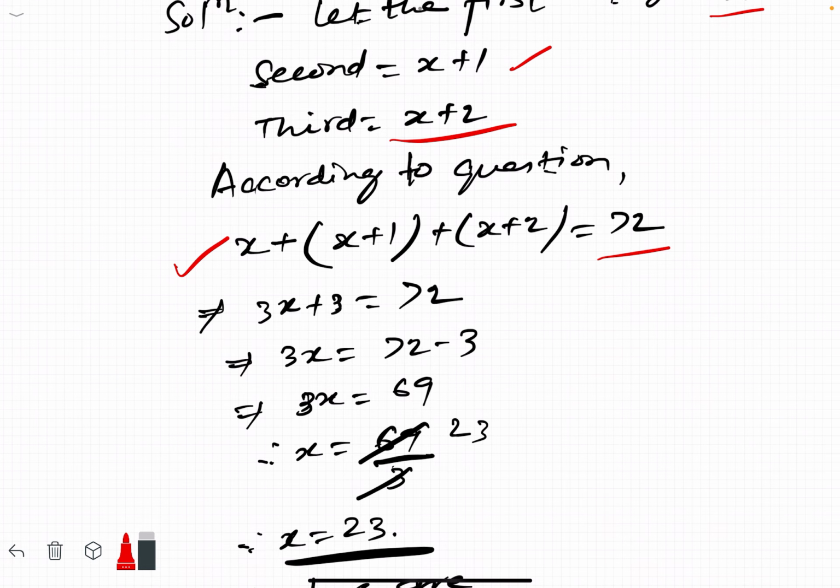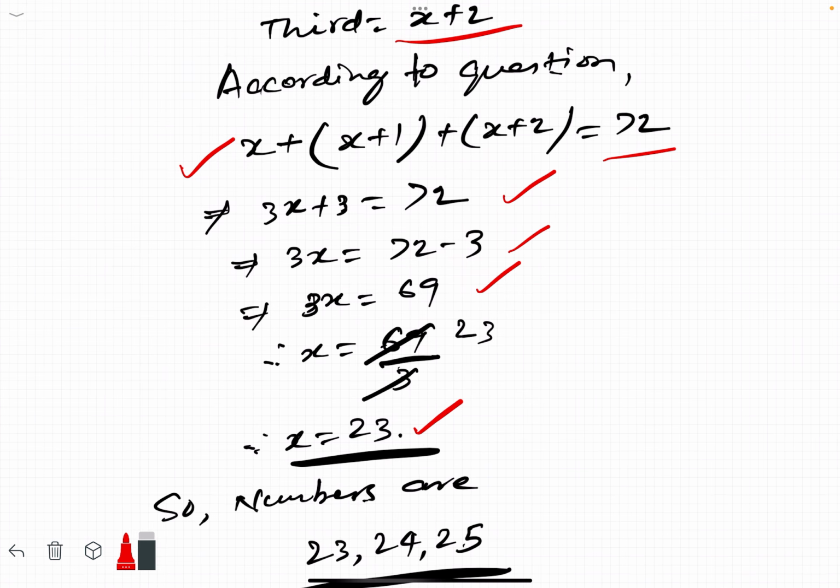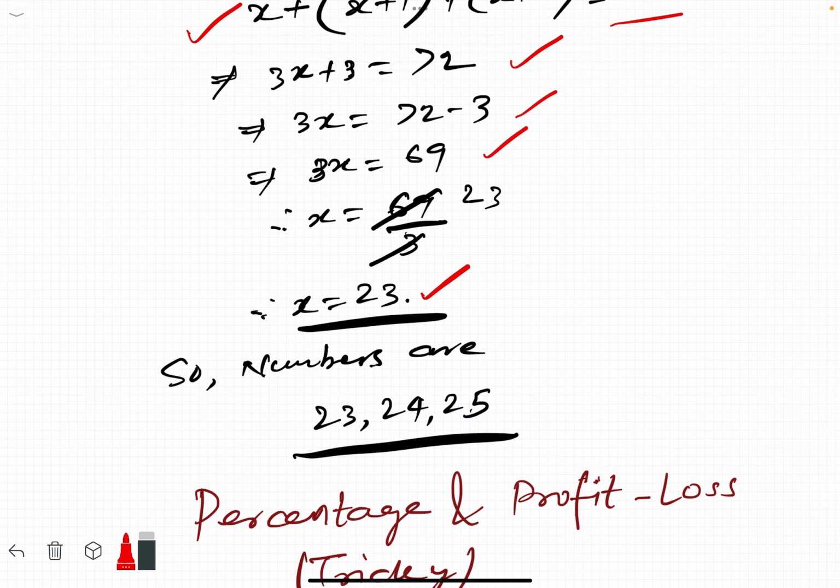Now we solve for this equation. 3x plus 3 is equal to 72. 3x is equal to 72 minus 3. 3x is equal to 69. X is equal to 23. So the numbers are x, x plus 1 and x plus 2. That is 23, 23 plus 1, 24, 24 plus 1, 25.